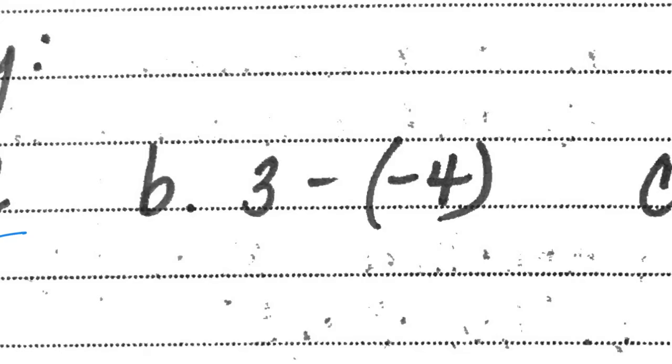What happens when I have two negatives like this? A lot of you guys like to change them. I just go ahead and say add. Double negative means add. 3 plus 4 is 7.